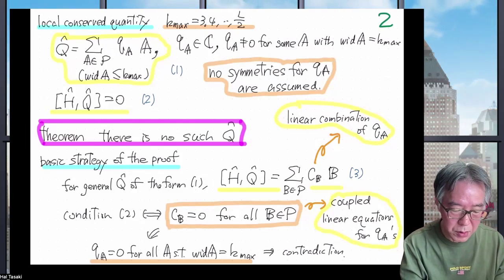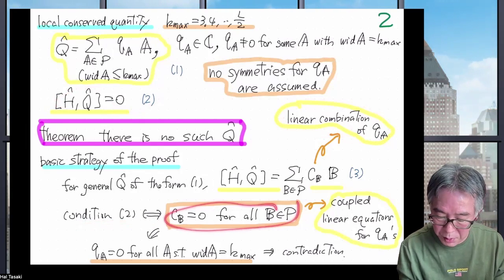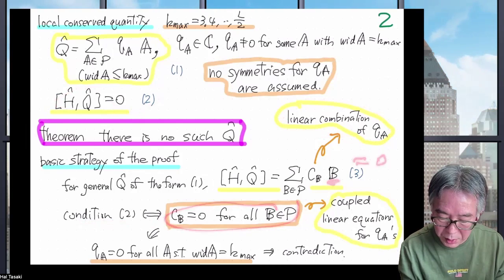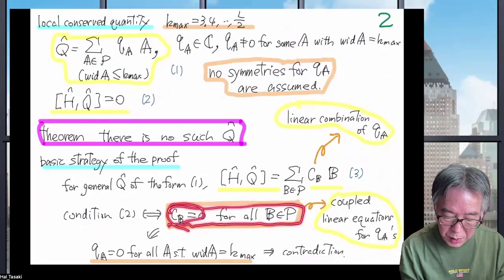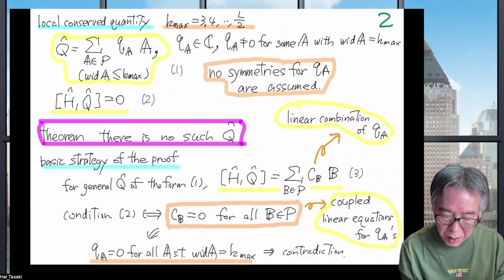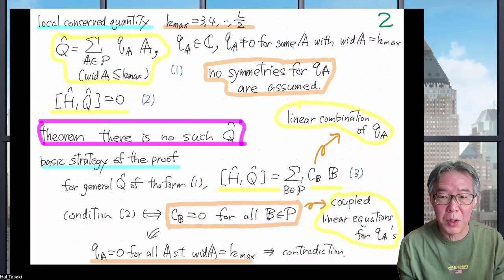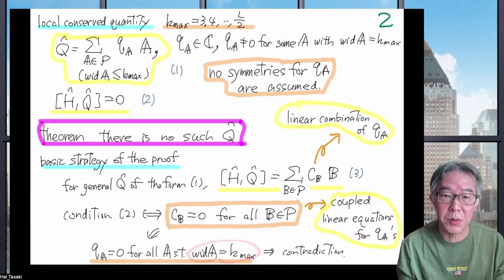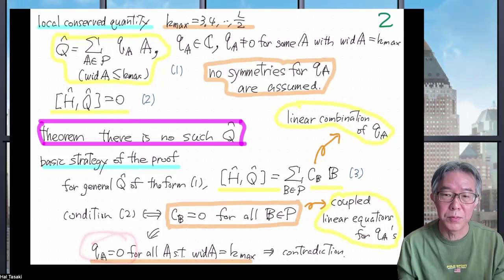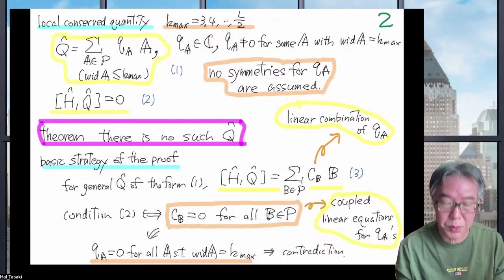Okay? And then this condition 2 about local conserved quantity becomes this. Because if you set this equal to 0, then all these are independent. Each coefficient must be 0. So you get C_B equals 0 for all B. And since C_B is a linear combination of Q_A, you get coupled linear equations for these Q_A. Okay. And then what you want to do is to use sort of high school mathematics to analyze these coupled linear equations to conclude that for any A with width K max, Q_A must be 0. Well, this contradicts the assumption about the K max, so this proves the theorem.